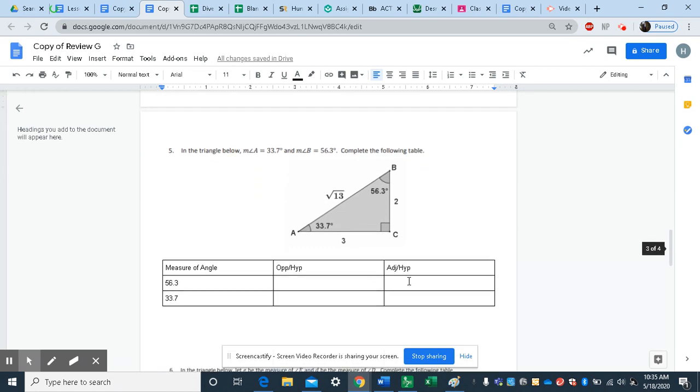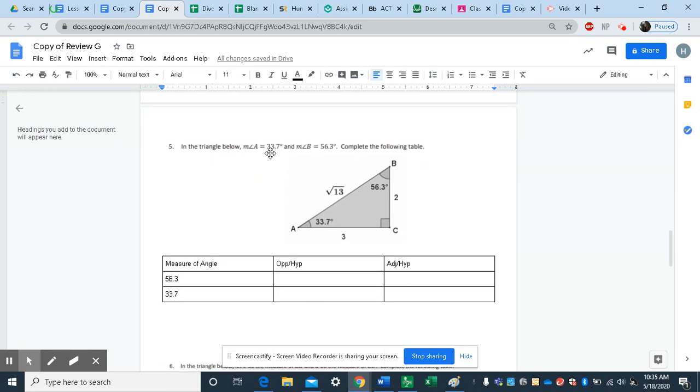Okay, so 5. In the triangle below, angle A equals 33.7 and angle B equals 56.3. Complete the following table. So what we're going to do is list the opposite over hypotenuse, and then we're actually going to find the decimal as well so that we can practice finding that. So we are looking at B first, 56.3. So we're doing opposite over hypotenuse. So we have opposite, which is 3. We're going to put that over root 13.